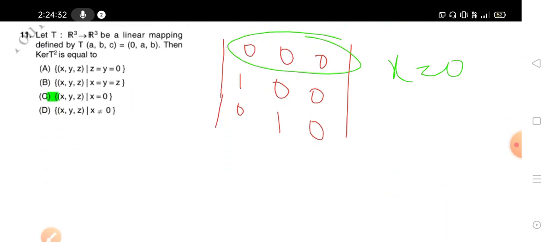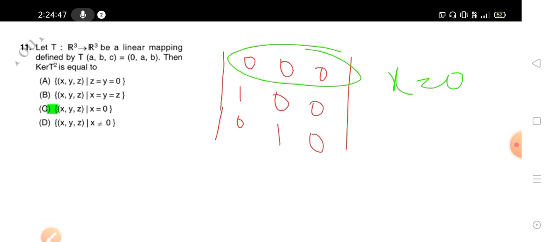Next question. Let T from R cube to R cube be a linear mapping defined by T of (a, b, c) equal to (0, a, b). Then kernel of T square is equal to? This is for your homework.